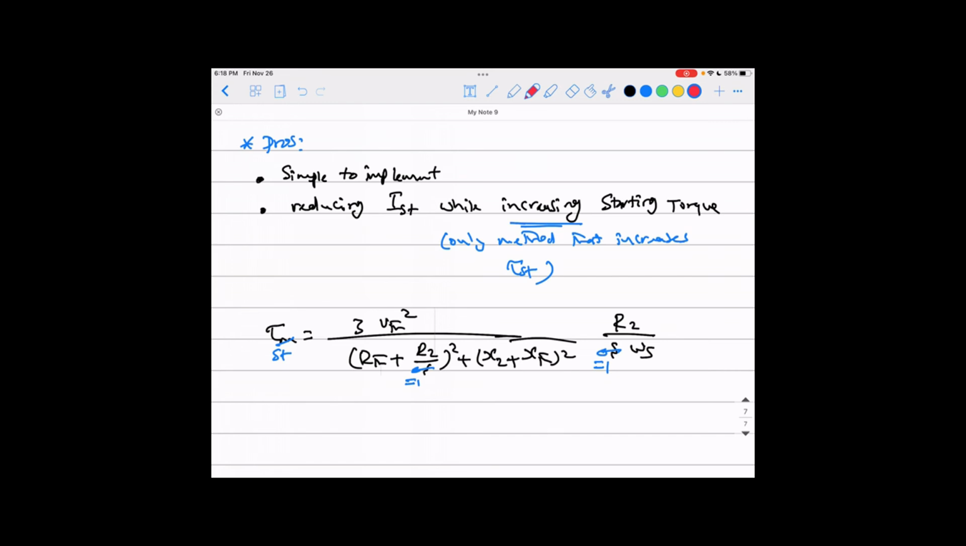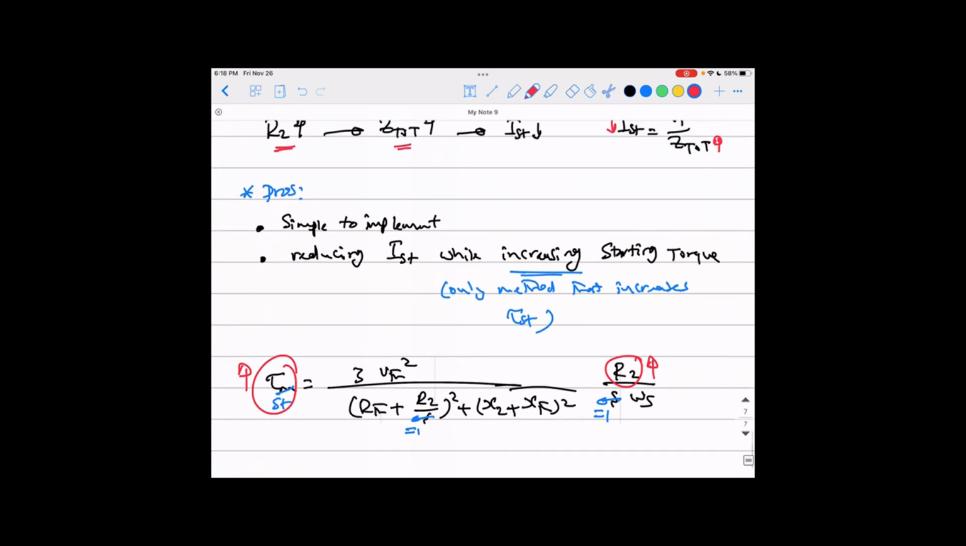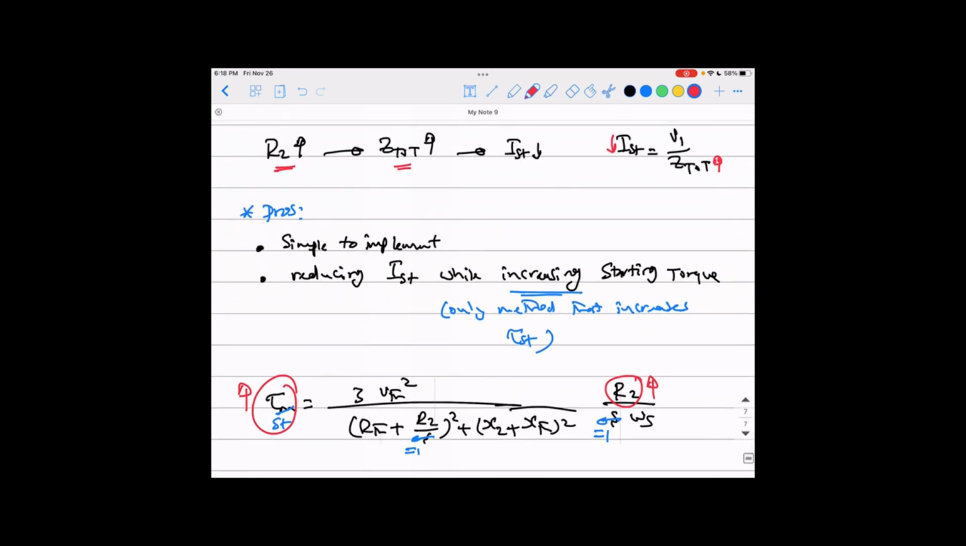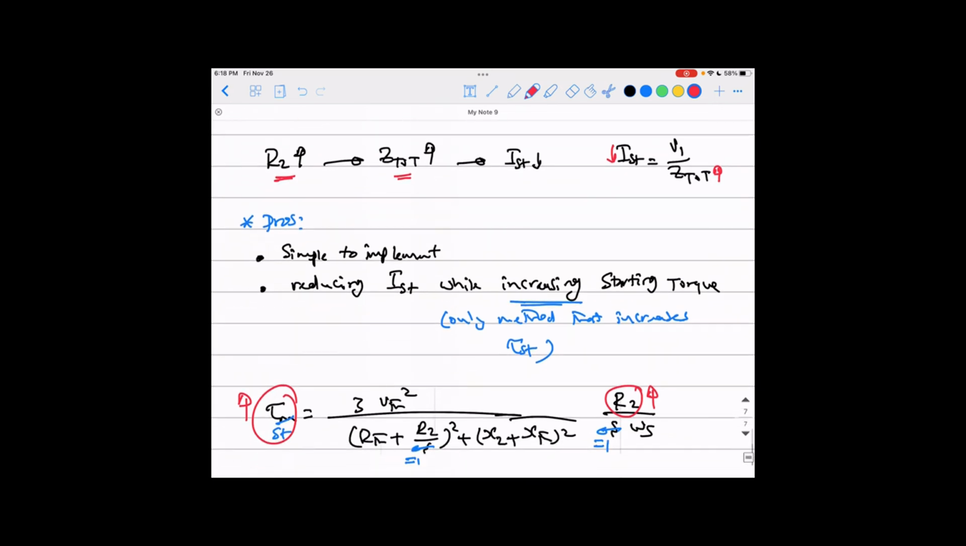Okay? Like you see in here, guys, this is R2 in the numerator here. So if this goes higher, this starting torque goes higher with this. And that's the whole thing to do here. Okay? What will happen here is like you see in that. That's the thing. So, yeah, adding more resistance to the rotor actually increases your starting torque. And that is the only method of all the starting methods that actually increases the starting torque.